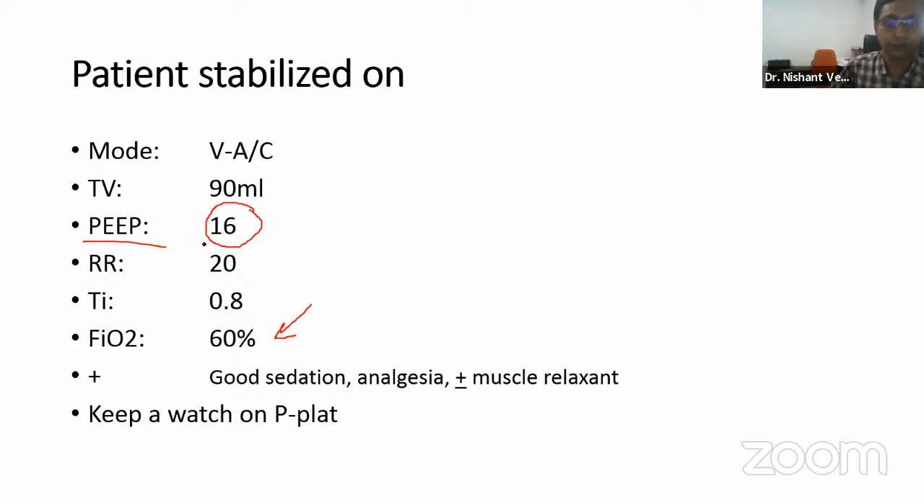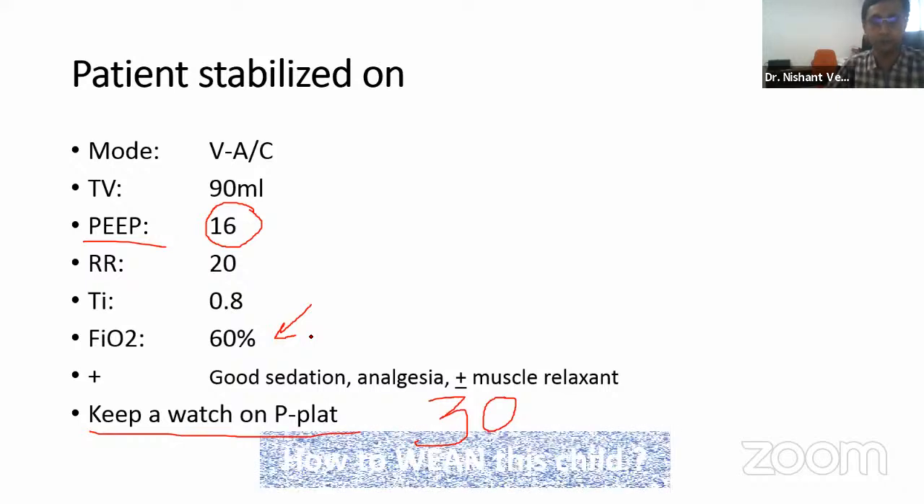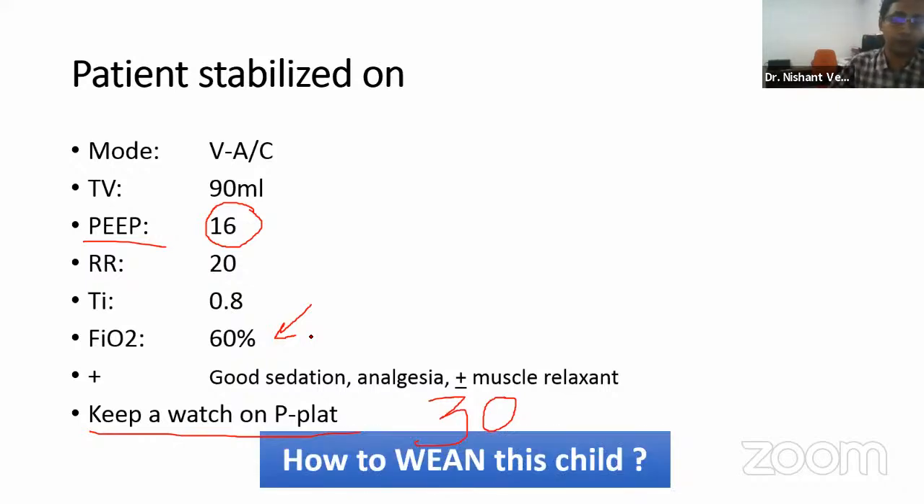With these settings, so when PEEP is this high, keep a watch on plateau pressures. Plateau pressure should not be allowed to go above 30. If it is going above 30, the risk of barotrauma would be very high. You may have to reduce the tidal volume further. Once patient has stabilized, then we have to consider weaning this child.